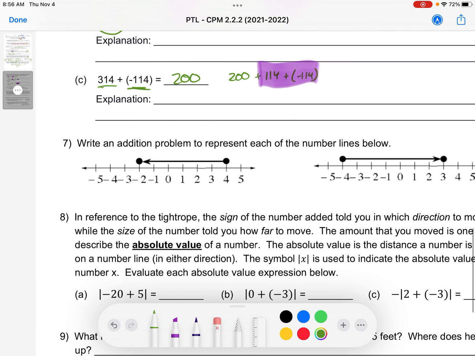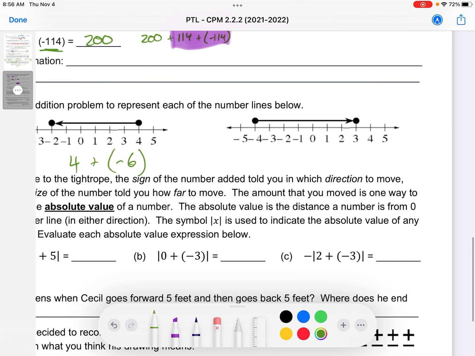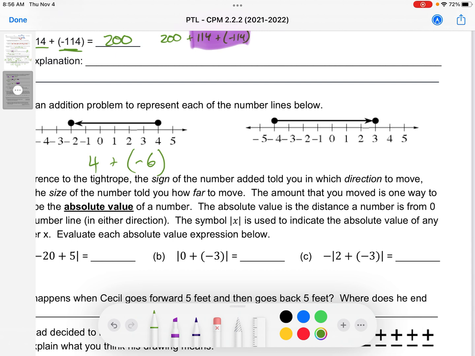Write an addition problem to represent each of the number lines below. Where do we start? Start at 4 plus what? Negative 2? Nope, not negative 2. Negative 2 is where I end up. The answer is negative 6, right? That's an addition problem for that one. Where do I start on the left or the one on the right?